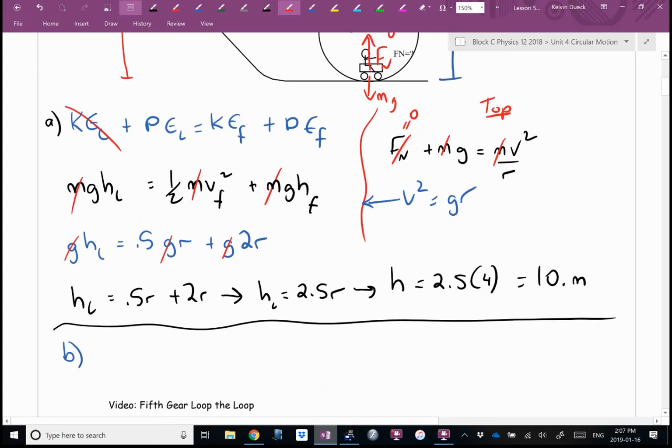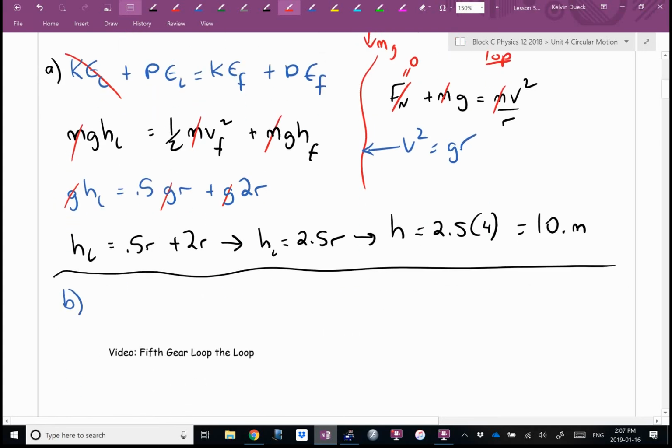In fact, if I go to part B, I'm going to get normal force minus mg equals mv squared over r. Yes? I'm going to get normal force equals mg plus mv squared over r.